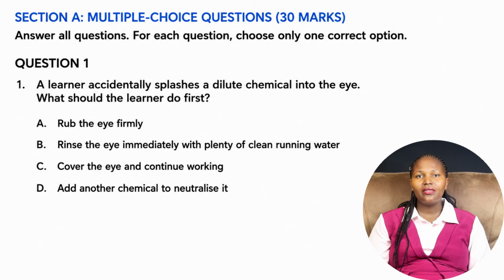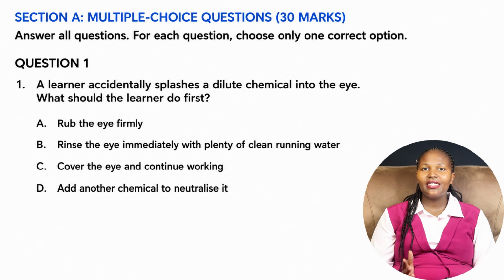Now, here, this question should be easy. So the correct answer is B, that the learner is supposed to rinse the eye immediately with plenty of clean running water. Why? Because once they do this, they are going to dilute and remove the chemical. You see, this is going to help, and then after that, they should now seek adult or medical help. But the first step when you're in the lab and a chemical has entered your eye is to rinse with a lot of water.